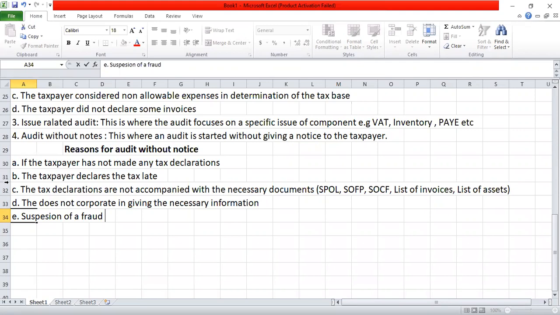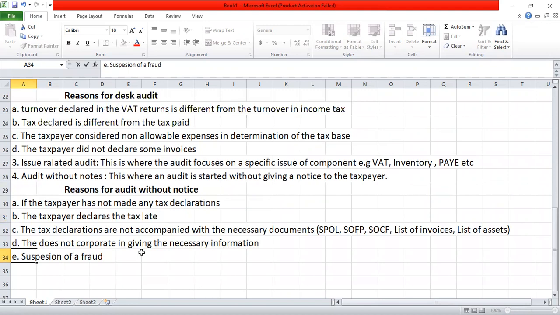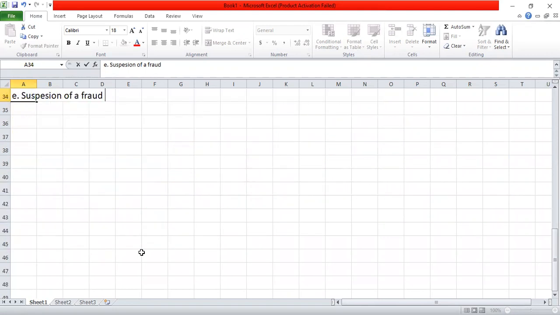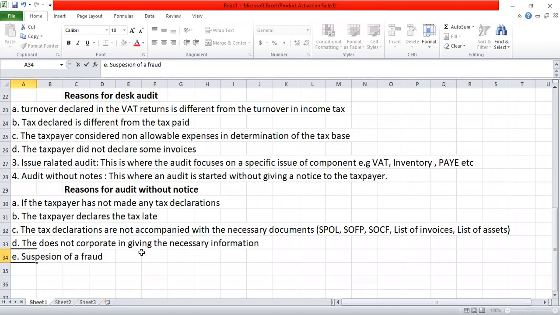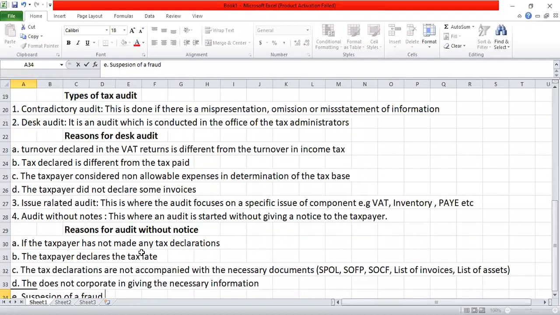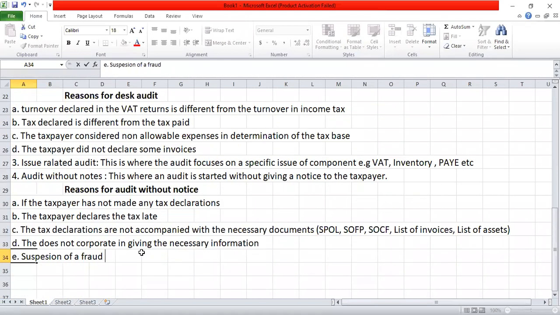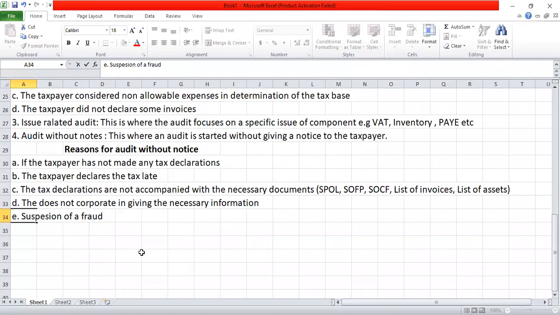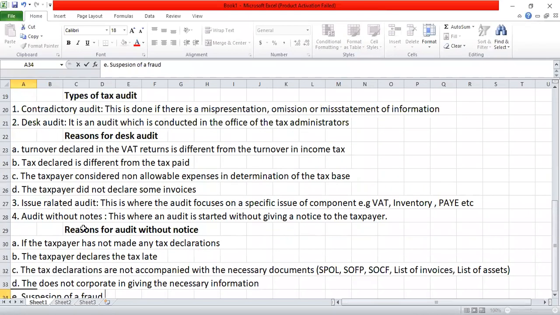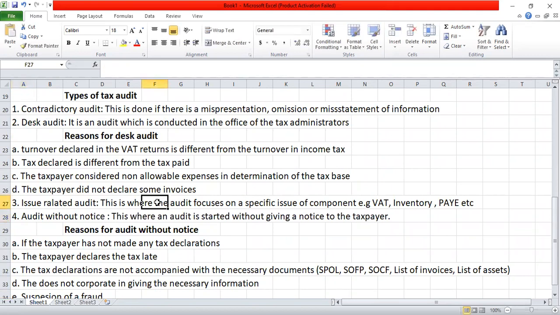So these are the 4 different types of audit that can be conducted. The first, we said, is a contradictory audit. We have a desk audit. We have an issue-related audit, and then we have an audit without notes.